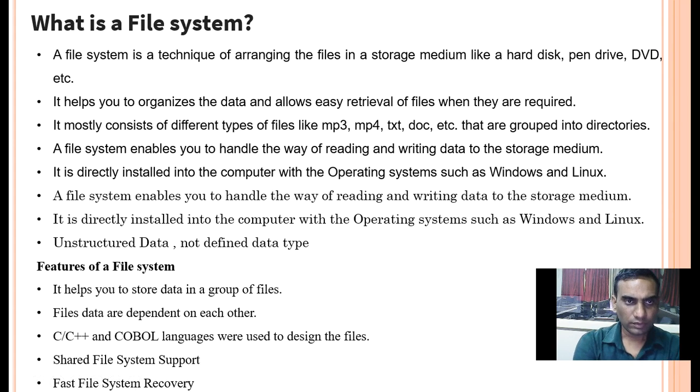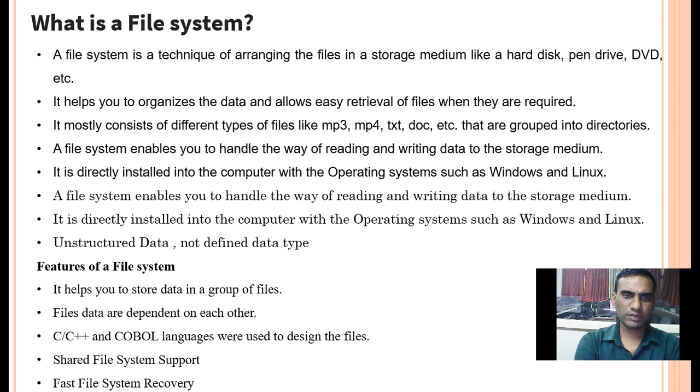Then we have to understand what a file system is. Before the database management system came into the picture, we were storing our information by using the file system. A file system is a technique of arranging files in a storage medium like a hard disk, pen drive and DVD. It helps you organize data and allows easy retrieval of files when required. It mostly consists of different types of files like MP3, MP4, text, documents, etc., that are grouped into directories.